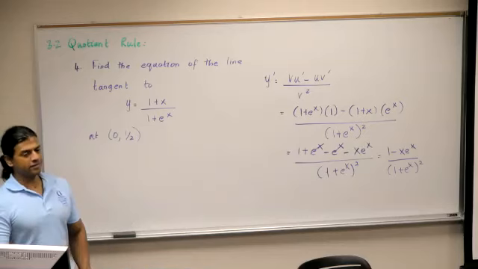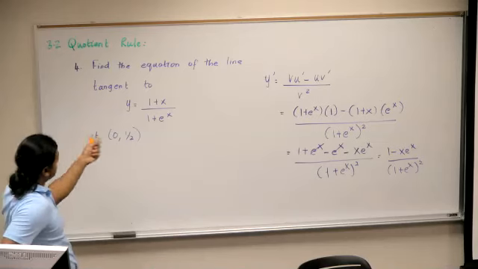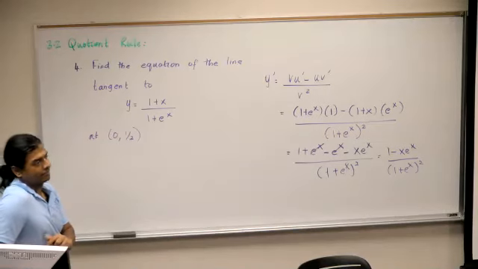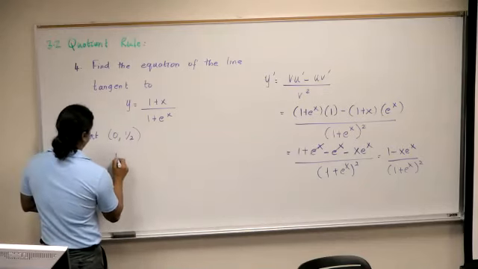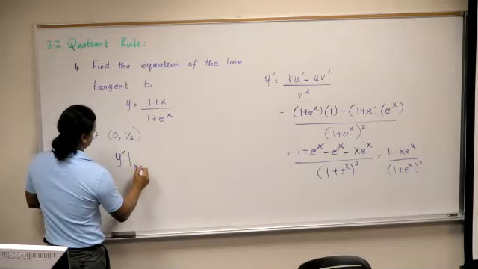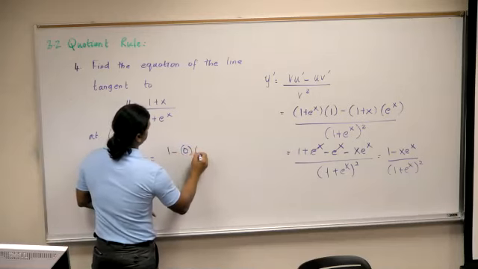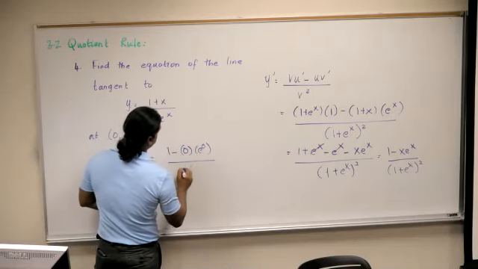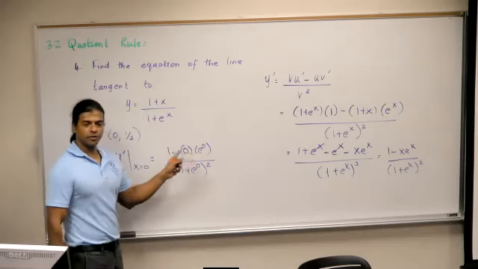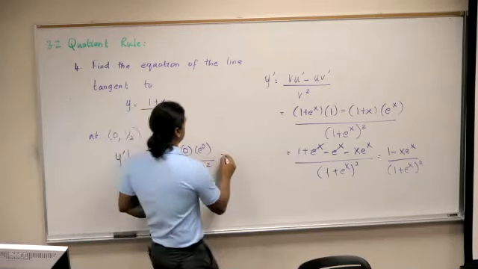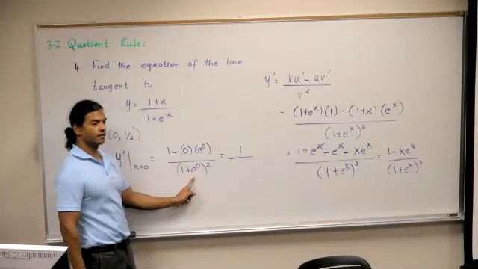Okay, we found the derivative. So how do we find the equation of the line that is tangent to that curve? Don't you plug in 0? Okay, why should I plug in 0? Because you want to find it at 0. Okay, so we will get 1 minus 0 times e raised 0 divided by 1 plus e raised 0 squared. That term goes away. This is 1. E raised 0 is 1. 1 plus 1 is 2.